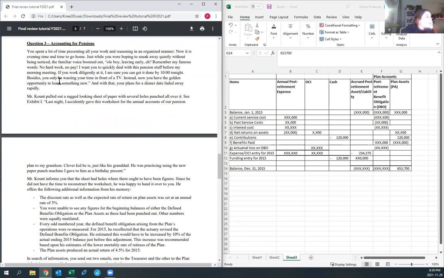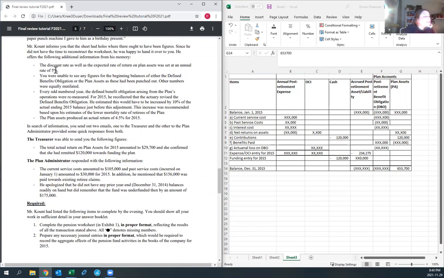So they tell us the discount rate, which is 5%, which for now is not really useful. We can't see the beginning balances. This is going to be for the actuarial loss on DBO. We're going to have to increase our balance by 10%, but that's only going to be at the end when we have all these numbers. And then the plan assets produce an actual return of 4.5%. So that could be useful in the future.